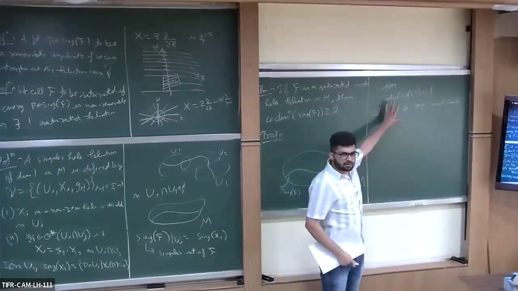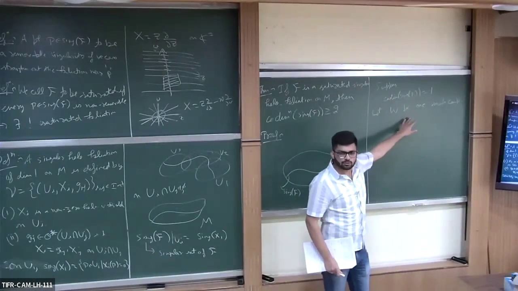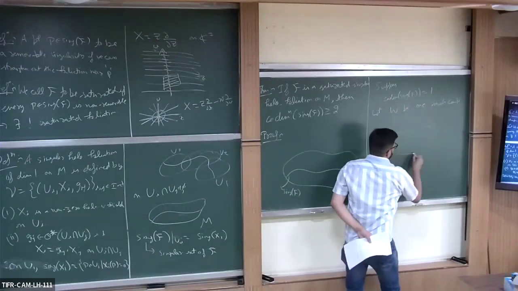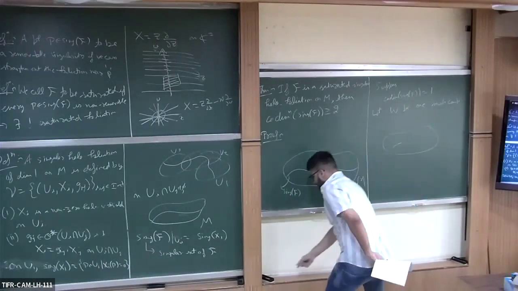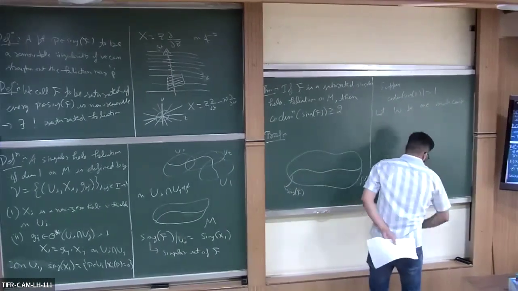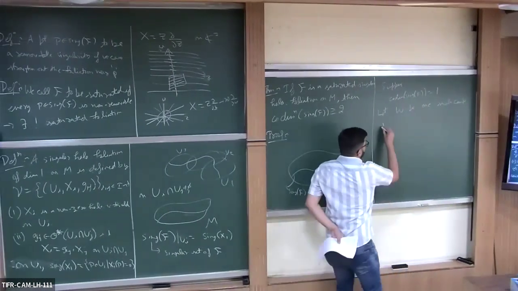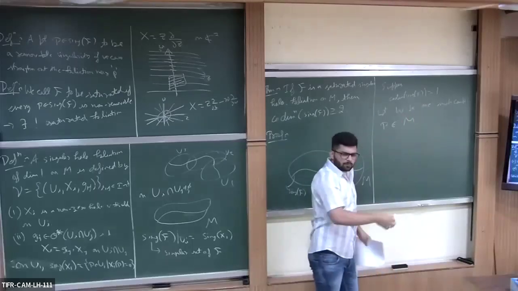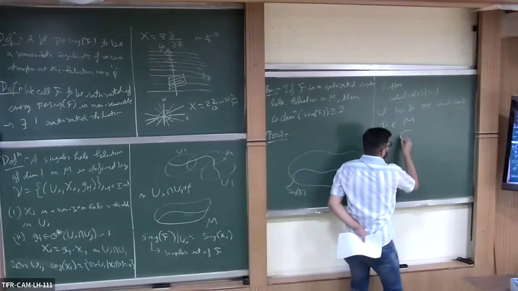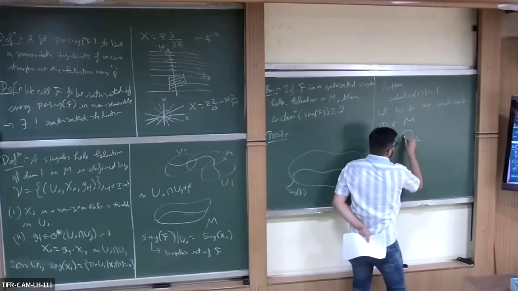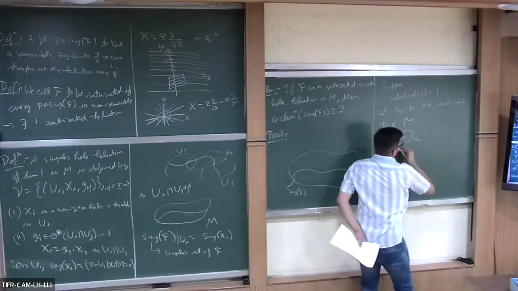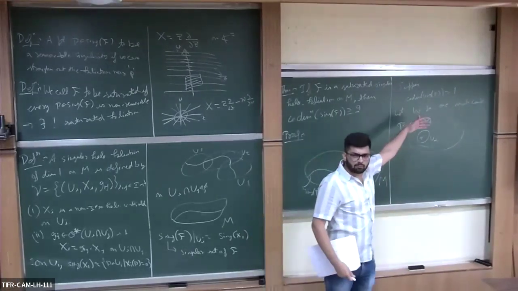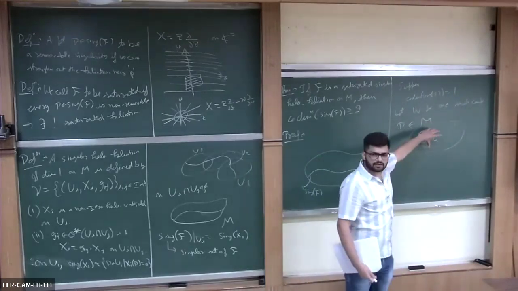We take a codimension 1 component of the singular set. We take a point P in M, and if P is not a singular point, I can always find a neighborhood around P that is away from the singular set itself. The singular set is an analytic set. If I have a point which is not in the singular set, you can always do that.